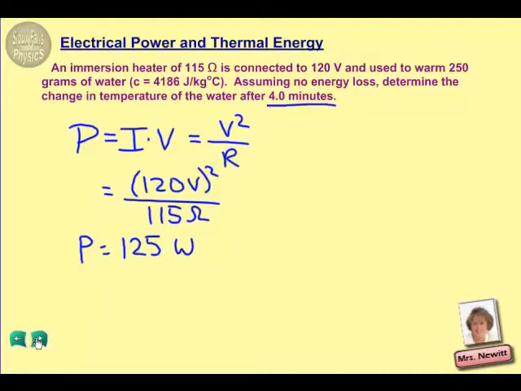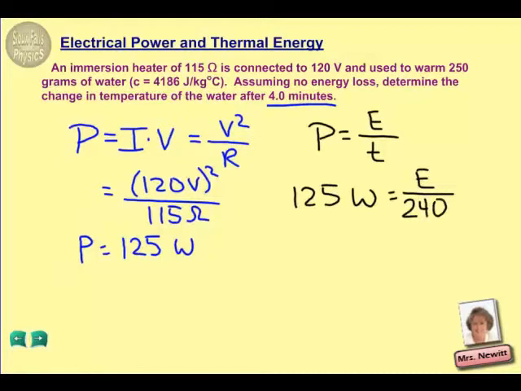Now notice that that power is being supplied for a time period of 4 minutes. So our next step will be to figure out how much energy we have as a result of that. We can go back to our definition for power, work over time or energy over time. So if we have 125 watts and that is applied for 4 minutes, putting those minutes into seconds, we get 240 seconds. That gives us a total energy that can be given to the water of just over 30,000 joules. So 30,052 joules of energy will go into the water.